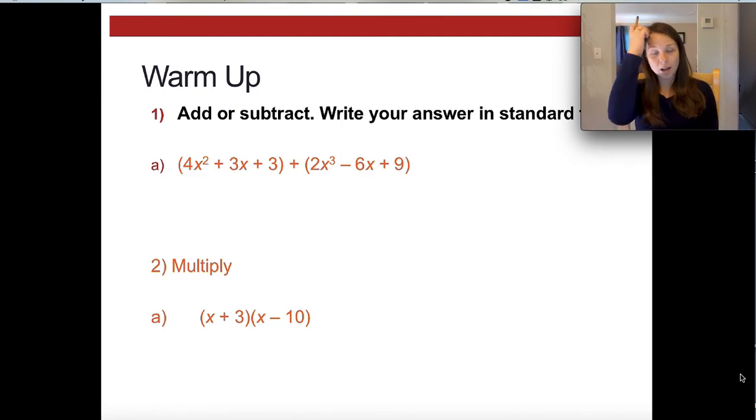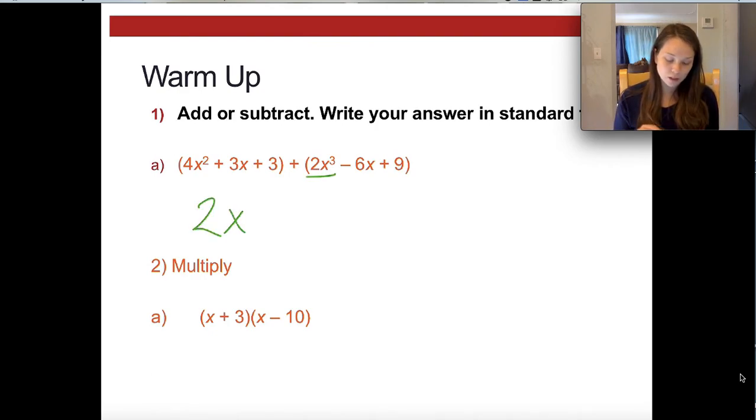Alright, so with number 1, adding 4x squared plus 3x plus 3 and 2x cubed minus 6x plus 9. Combining our like terms, starting with our highest degree exponent because we want this written in standard form. We have 2x cubed, and there's nothing to be added with that. Then we have our x squared. So we have a 4x squared and nothing to be combined with that.